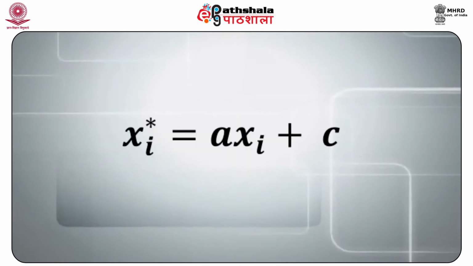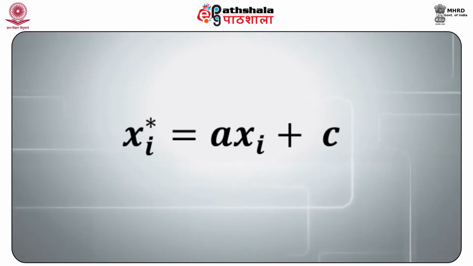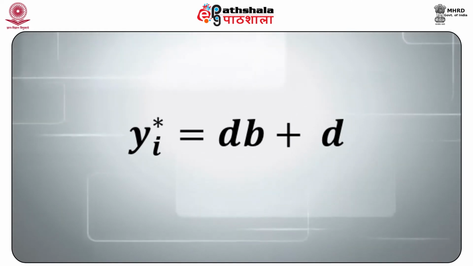Say for example, suppose xi* is equal to axi + c and yi* is equal to byi + d, where a, b and c, d are constants. Then the correlation coefficient between xi* and yi* and the correlation coefficient between yi* and xi* are the same. And also the coefficient of correlation between xi* and yi* would be the same as between xi and yi. So if xi and yi are statistically independent, then the coefficient of correlation between them is 0. This is another very important property of the coefficient of correlation.